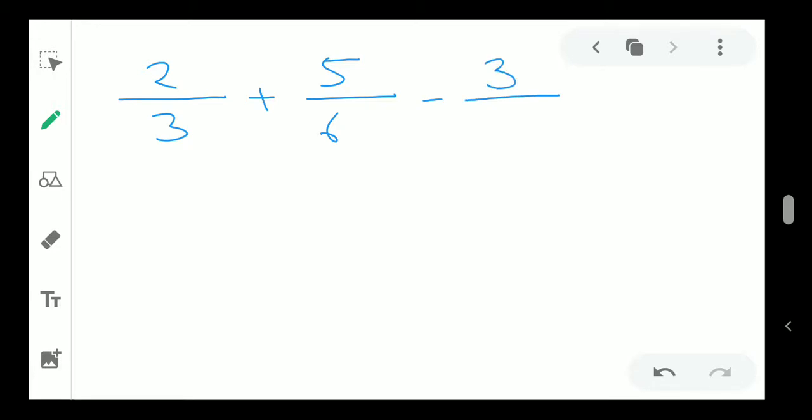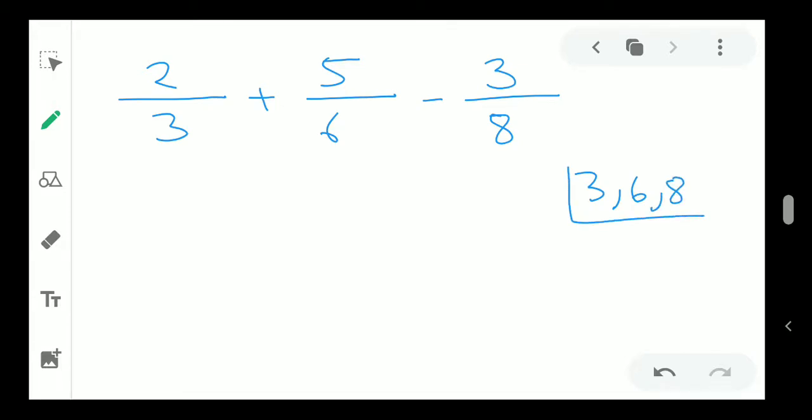Also, let's say if you have a mixed term, like you have 2 by 3 plus 5 by 6 minus 3 by 8. Now what we will do, same method, we have to do LCM for these terms.